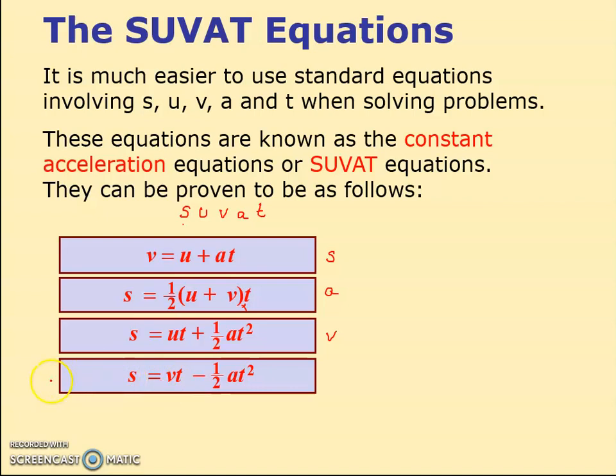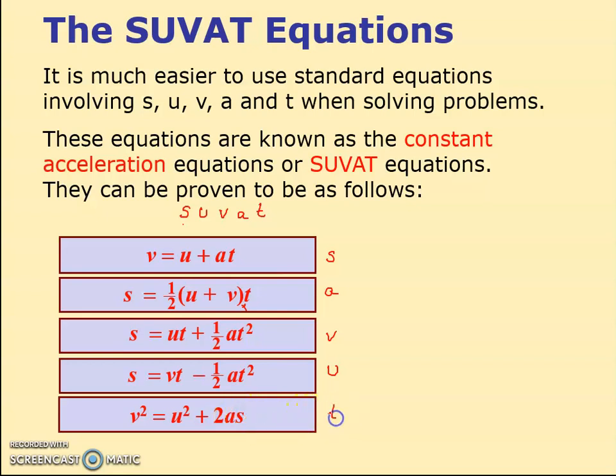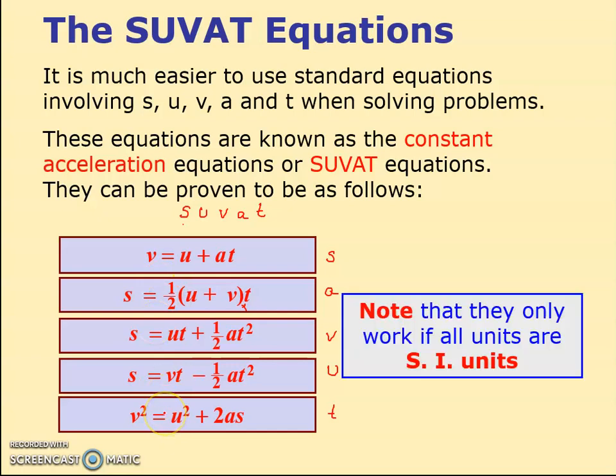And interestingly, the physicists amongst you won't have seen this one. They don't tend to teach you this in science. But s = vt − ½at². The u this time is missing. And if I'm missing the t, v² = u² + 2as. 5 equations used in 5 different situations. And notice these only work if we use what are called SI units, standard international units.